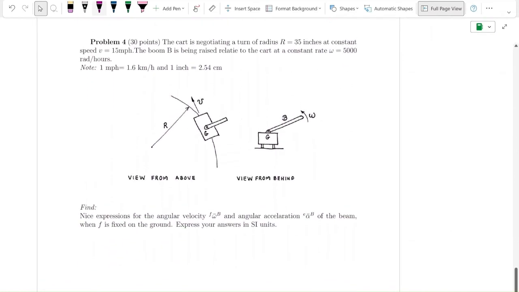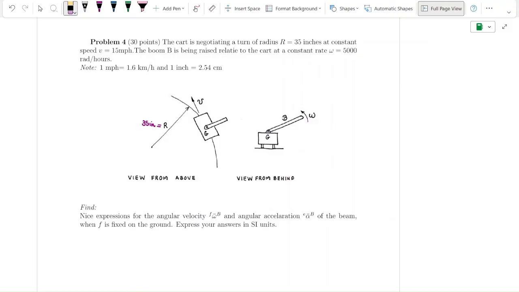So in problem 4, we have the cart is negotiating a turn of radius r equals 35 inches at constant speed, v equals 15 miles per hour. The boom is being raised relative to the cart at a constant rate, omega, equals 5,000 radians per hour. So that's lovely. They give us these things, and then it says, find a nice expression for the angular velocity omega of the boom with respect to the fixed frame, f, and then the angular acceleration.